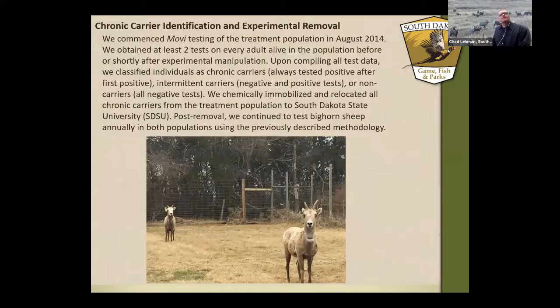So we started testing in August of 2014, and we tried to get at least 2 tests on each individual. So that included rams, lambs, yearlings, and adults for the entire population in Custer State Park. And we identified animals as chronic carriers, always testing positive, intermittent carriers, where we had both mixed negative and positive tests, and then non-carriers, which are all negative tests.